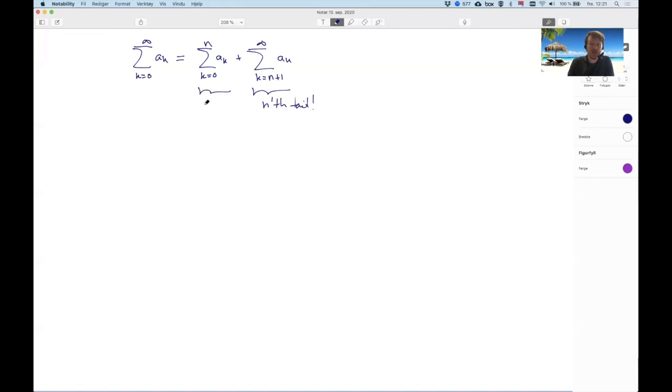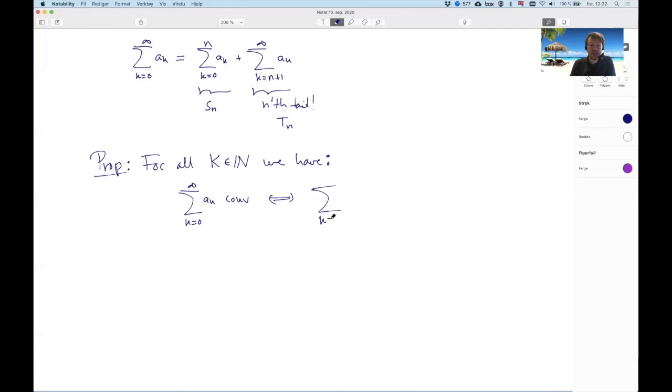And this thing here is, of course, the nth partial sum. And since tail begins with a t, perhaps we should call this Tn. An important proposition, or a proposition that explains to us why we should care about tails, is the following. So for all K in N, and I use capital K here because that's what I do in the lecture notes for the course, I could use n. We have that your original series here converges if and only if the Kth tail converges here.